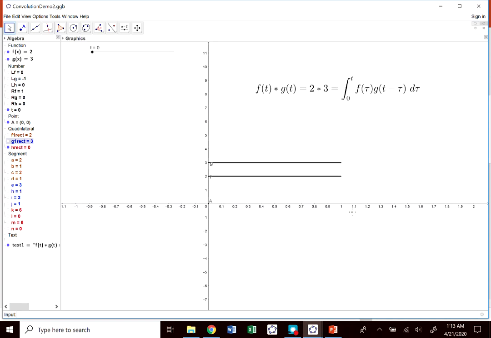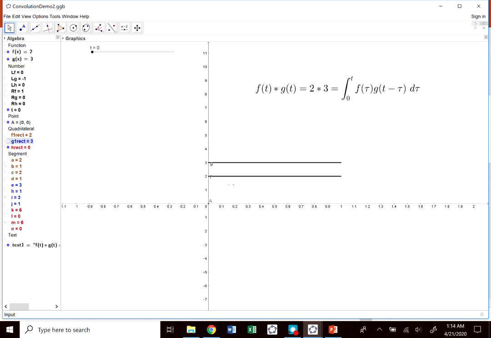So what in the world does convolution mean? Apparently that's equal to integral 0 to t of f of tau g of t minus tau d tau. What does that mean? Now check this out.